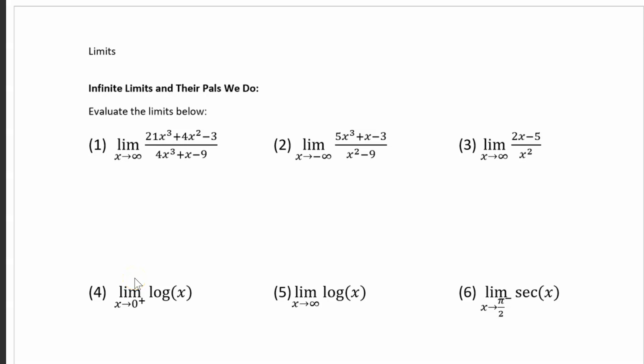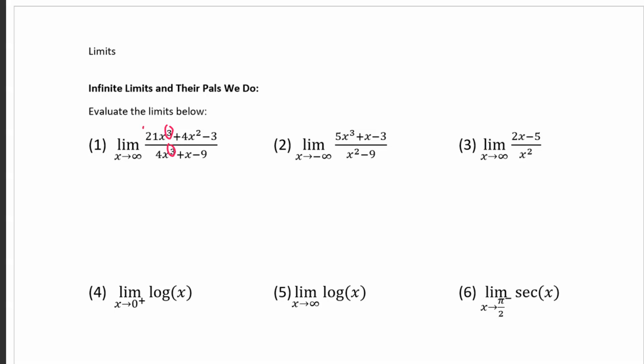So this is the we do section of infinite limits and their pals. As we go through these first problems, the first three we're looking at rational functions, which means we're going to be looking at the highest degree exponent in each of the numerator and the denominator to figure out what the limit is. So as we approach positive infinity, our highest degree exponent in both the numerator and the denominator is 3.